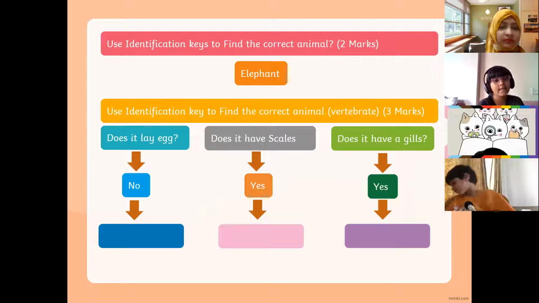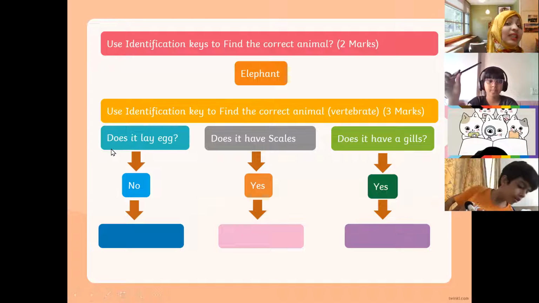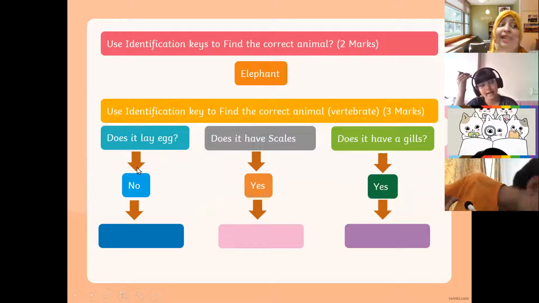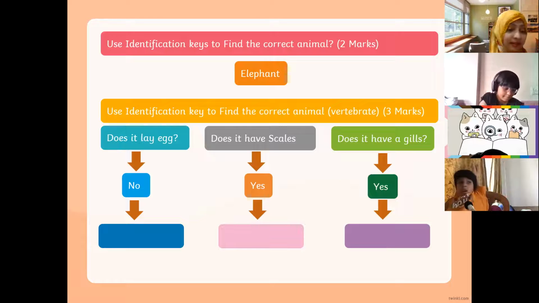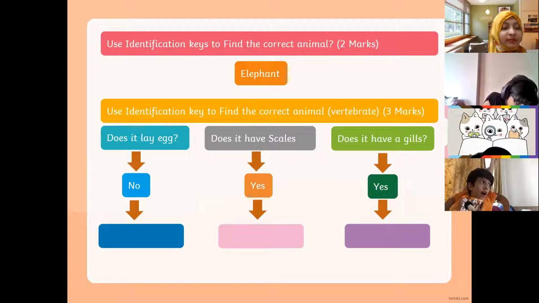And the second is, does it have scales, right? Just see the entire identification key. Does it lay egg? Yes. So it's written no. It does not lay egg. What could be the answer? Yes, Umar, now ask me.